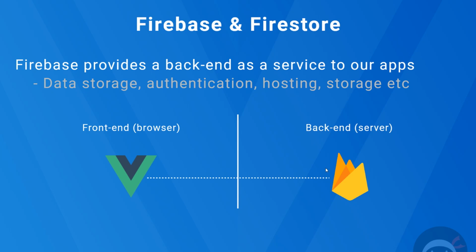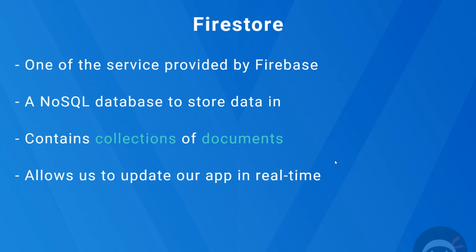So the one service that we're going to use in this tutorial is the Firestore, and the Firestore is just one of these services provided by Firebase. It's a NoSQL database to store data in. And by NoSQL, I mean that the things that we store inside the database look like JavaScript objects. We don't store them in tables, in rows and columns, etc. We store them in collections, and we have lists of documents which look like JavaScript objects in those collections.